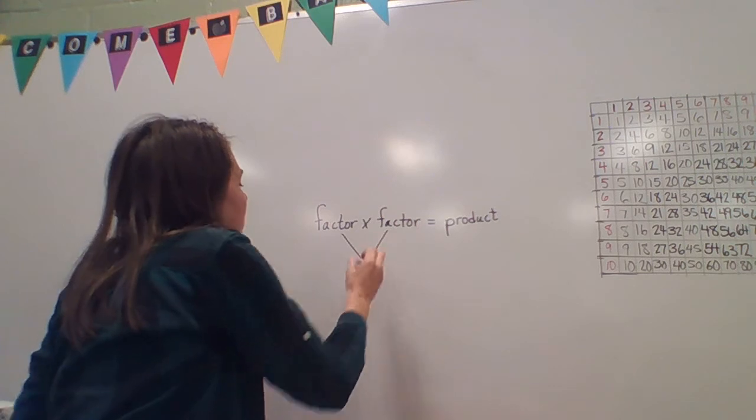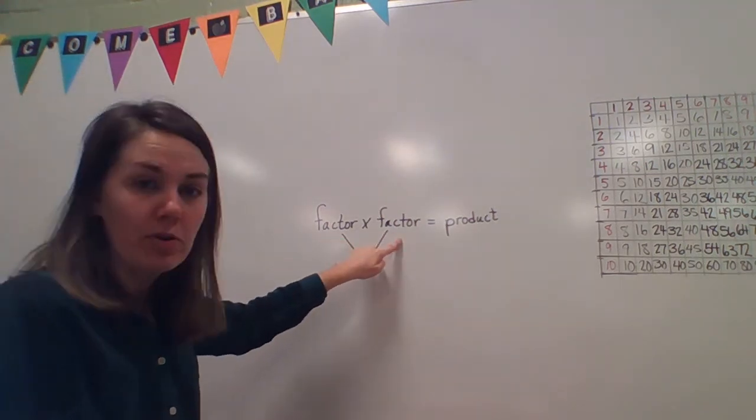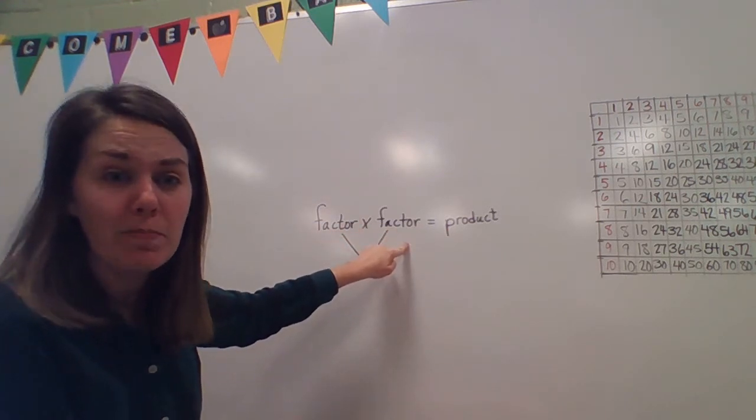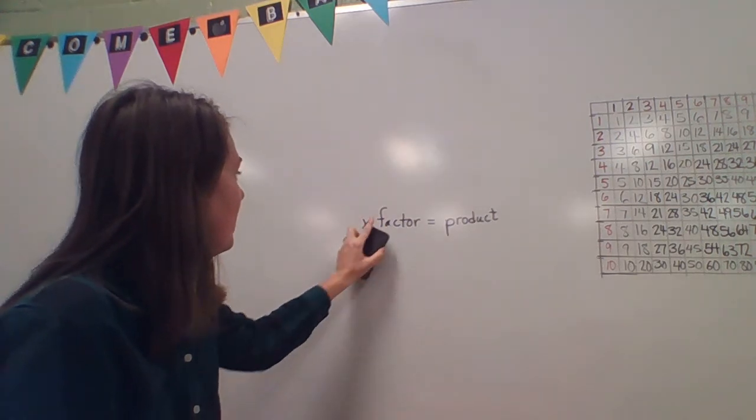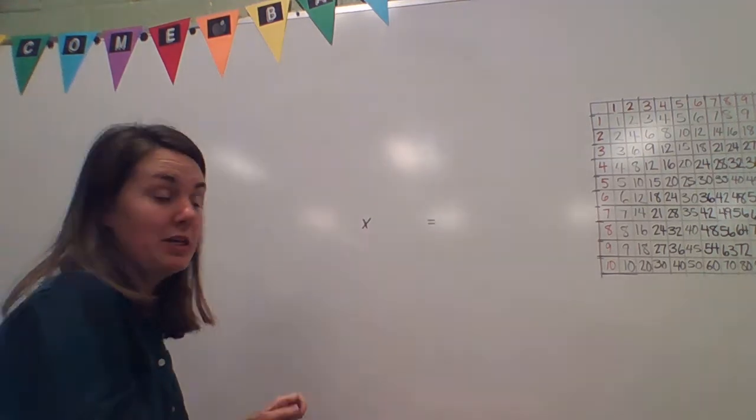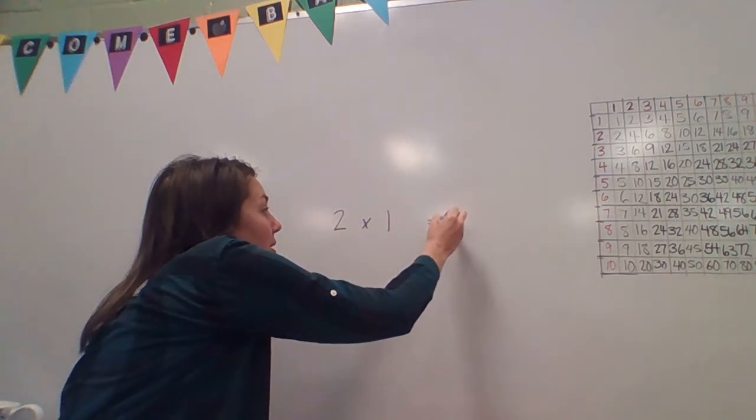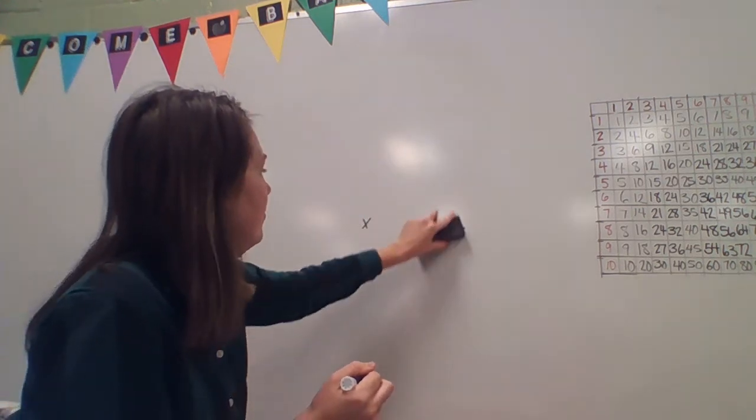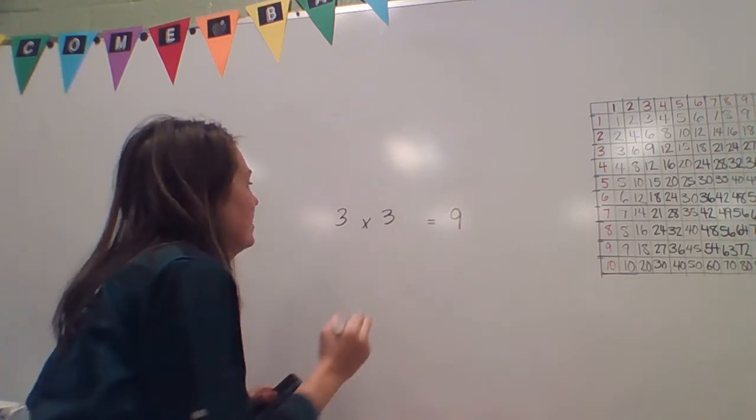So when we have two numbers that multiply together, we have two factors, right? And so that's going to be called a factor pair. So let's just go ahead and experiment with some factor pairs. You guys already know these because you are so good at multiplication. So let's say I say 2 and 1 are my factor pairs. I know that I'm going to get 2 as my product, right? If I have 3 and 3 as my factor pair, I'm going to get 9.